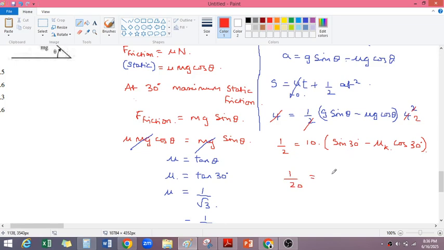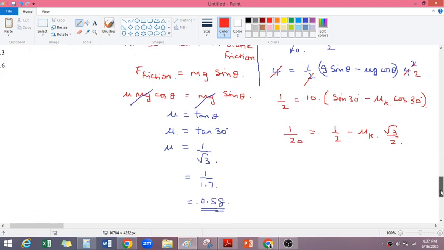Sin 30 is 1 by 2 minus mu k, cos 30 is root 3 by 2. So I can cancel this 2 everywhere. So I want mu k, kinetic. This is 0.1. So 0.1 comes on this side, it will become 1 minus 0.1, 0.9. Root 3 is equal to 1 minus 1 by 10, which is 0.1.